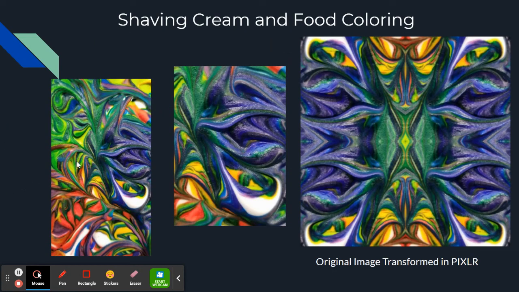Here's an example of the original shaving cream piece, a cropped down version of it, and then turned into a mirror image rotation using Pixlr.